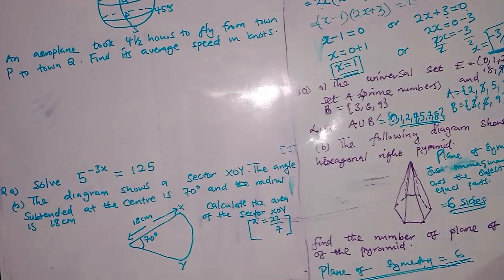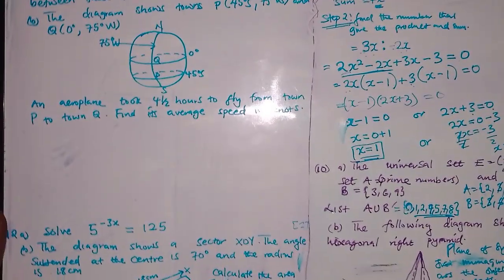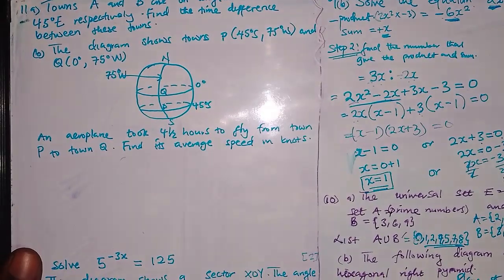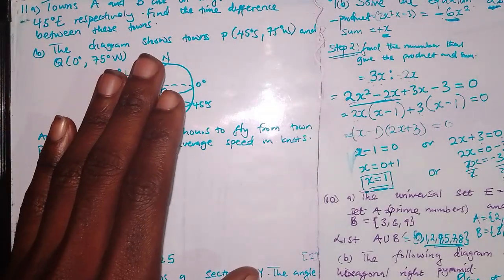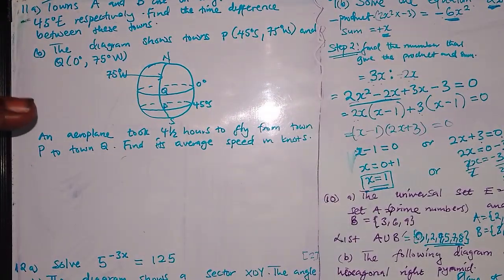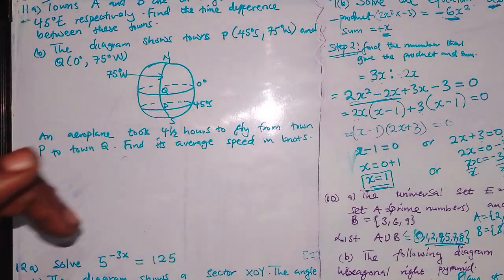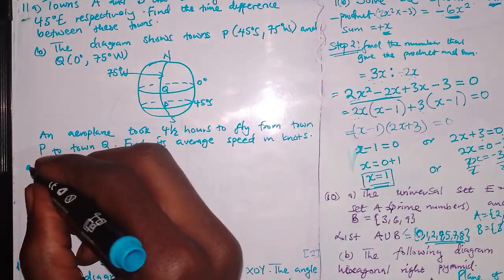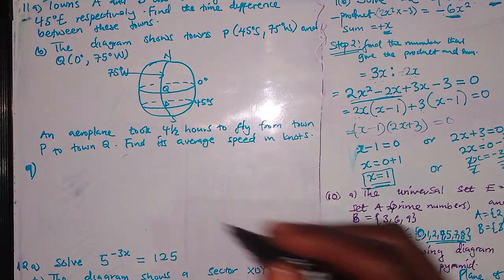Moving on to our question 11. Yeah, I hope you are following. So question 11 is saying town A and town B are on longitude 75 degrees west and 45 degrees east, respectively. Find the time difference between these times. So for part A, we are required to find the time difference.